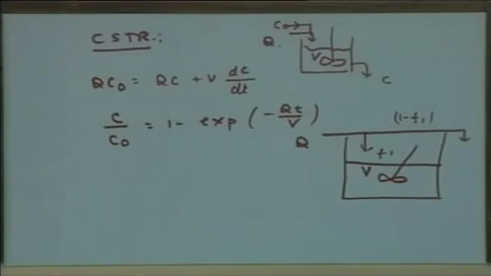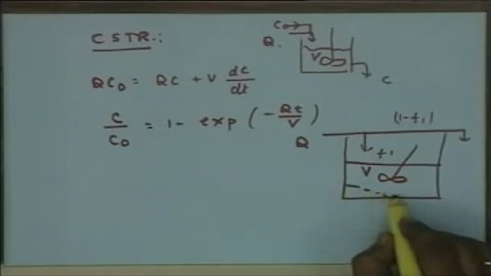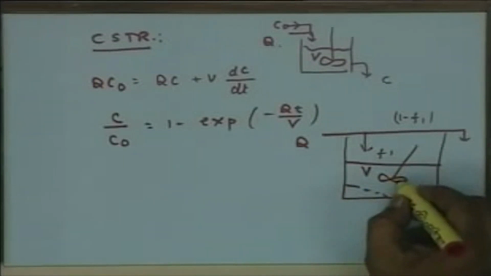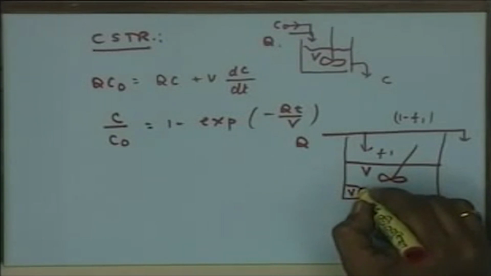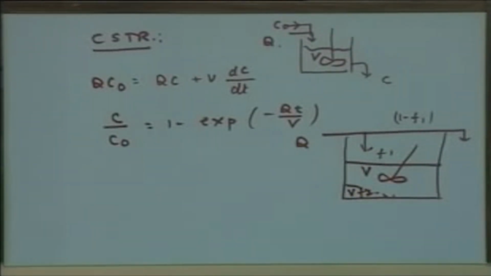And another source of non-ideality could be that the reactor may have some kind of dead zone because of improper mixing, and let us say this dead zone is F2 times V. Let us say a fraction F2 of the total volume of the reactor is represented as a dead zone where mixing is not taking place.